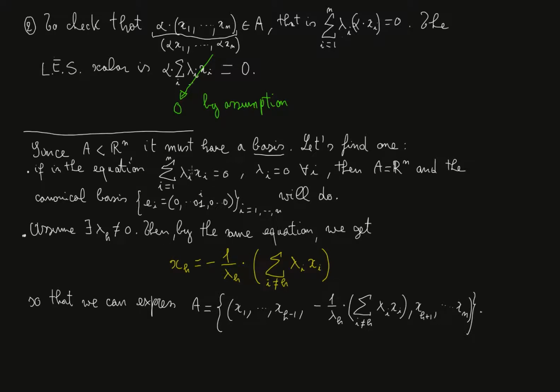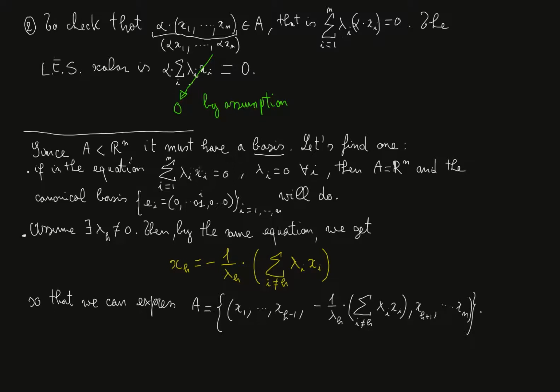Okay, so now we can make xh explicit in this equation and rewrite the equation as follows: xh equals minus 1 over lambda h multiplied by the summation over all the indices different from h of lambda i times xi. Now, having the h scalar of vectors belonging to A expressed in function of all the other scalars, we can embed the condition on the summation lambda i xi equals 0.